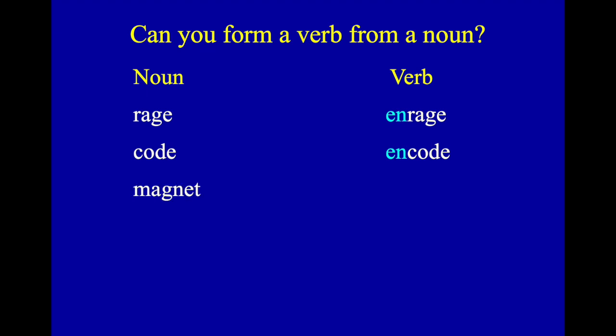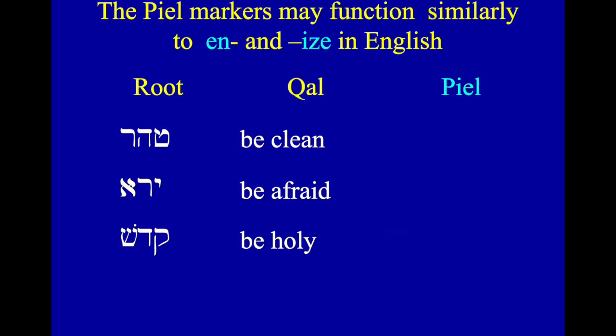Or a magnet, a noun, a magnet. How do you verbify that? How do you turn that into a verb? What about magnetize, right? I have magnetized this, right? So it's about causing that state of being, or it's about turning something into a magnet, turning something into code, turning someone into a person who is full of rage, right? That's enraging. So a terror, right? How do you fill someone with terror? You terrorize them, right? And so on.